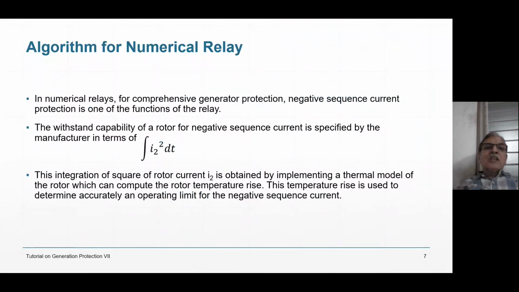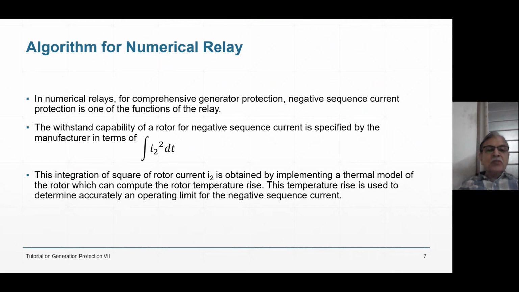If you want to use the algorithm for a numerical relay, then what will you do? In numerical relays, for comprehensive generator protection, negative sequence current protection is one of the functions of the relay. Because in a numerical relay, there are no different relays. One relay is looking after all protections. The withstand capability of a rotor for negative sequence current is specified by the manufacturer in terms of the integration of I2 squared t dt. So the manufacturer will specify that.